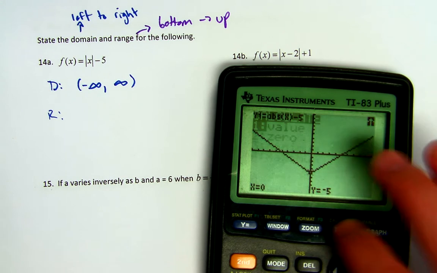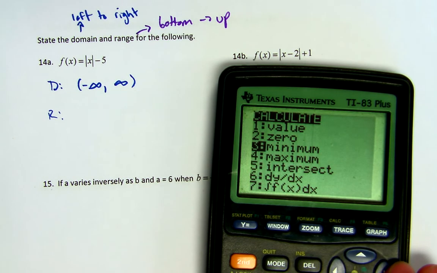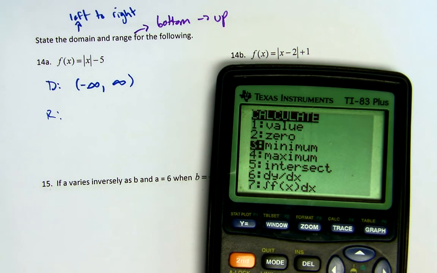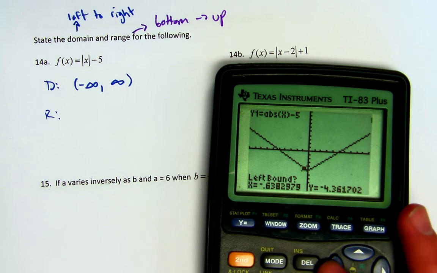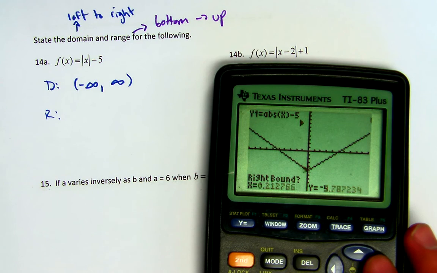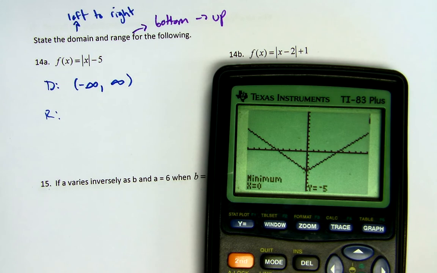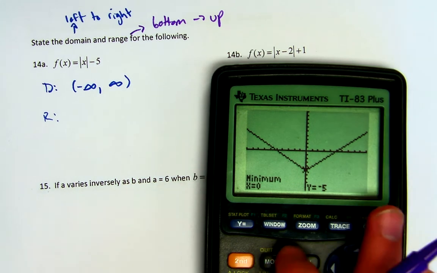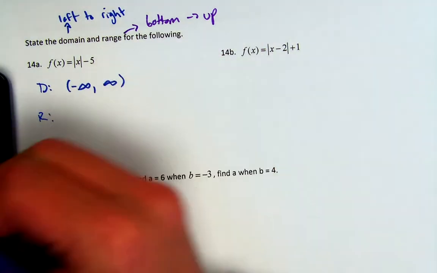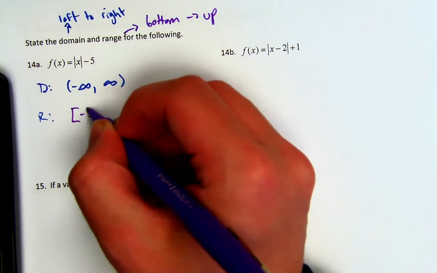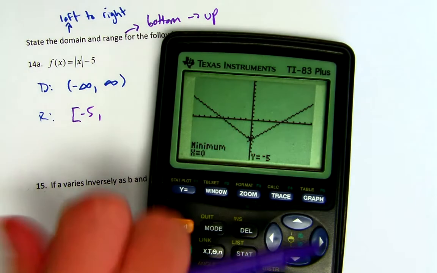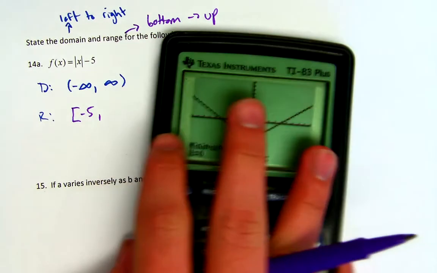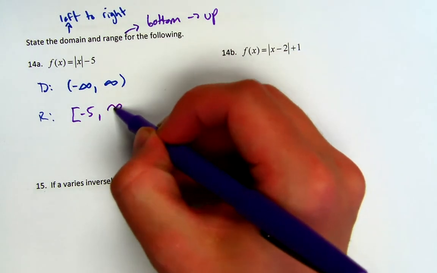Otherwise, you can go second calculate, like we've been doing some minimums and maximums. Well, that's a minimum point, so you can find the minimum here. Let's go left of it, go right of it, and guess in between. And sure enough, I get 0, negative 5. So the lowest point in my range that's included is negative 5. And then I keep going up the graph. I'm going to hit everything above that, so to infinity.